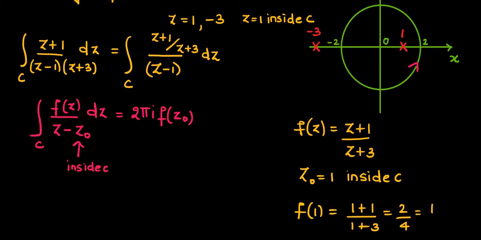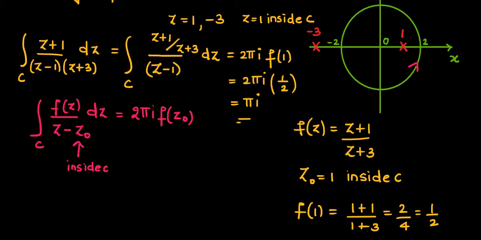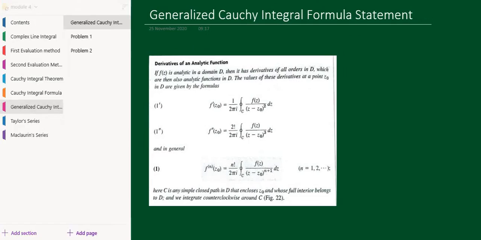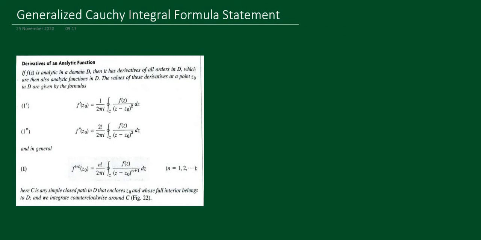that is 1 by 2. Now since we have obtained f of 1, we can make use of the Cauchy integral formula. Make sure you state the theorems. So 2 pi I into f of 1, which is nothing but 2 pi I into 1 by 2, that is pi I. So we have the answer as pi I. Now let us proceed with the generalized Cauchy integral formula.